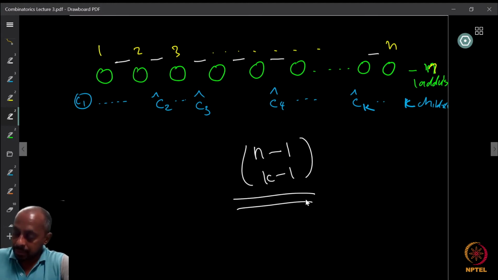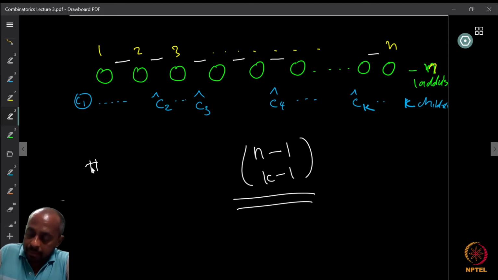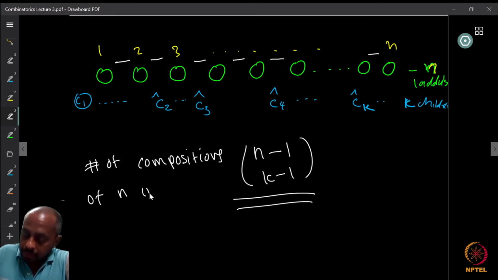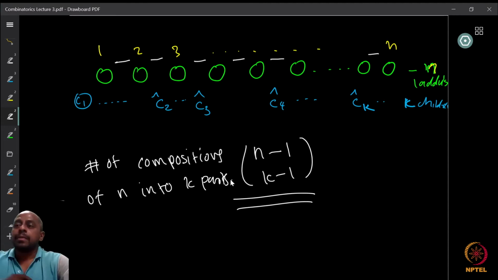Yeah. So this is the number of compositions of n into k parts. Okay. So is that clear?